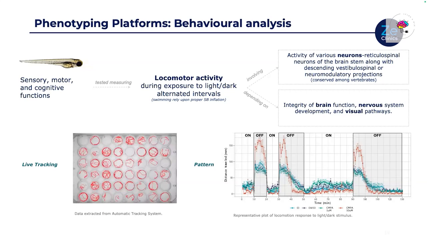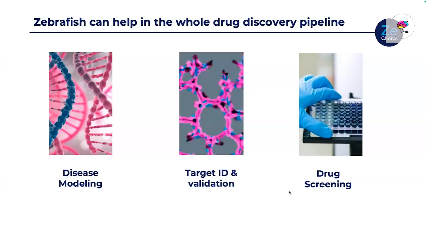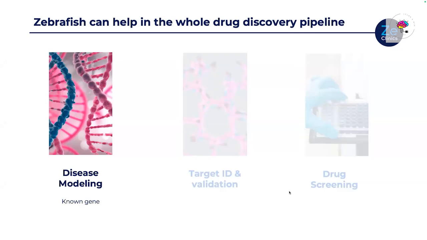But now that we have talked about all the possible phenotyping platforms and the high throughput screening that we can do, how do we generate disease models and how do we use these disease models for drug discovery? So disease modeling is the process through which we have a known gene, and we know that this gene might be involved in some kind of pathology, and then we want to model this in zebrafish, for example.